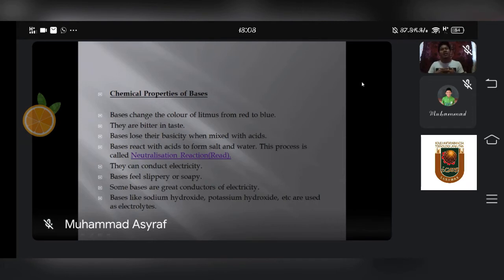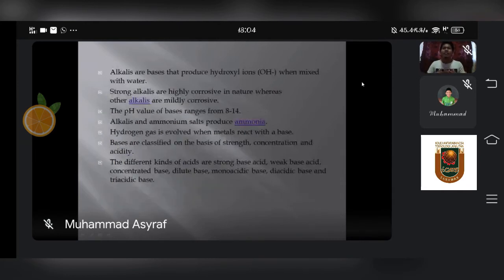Some bases are great conductors of electricity. Bases like sodium hydroxide, potassium hydroxide, and more are used as electrolytes. And alkalis are bases that produce hydroxyl ion OH- when mixed with water.